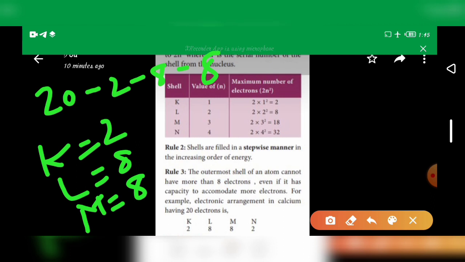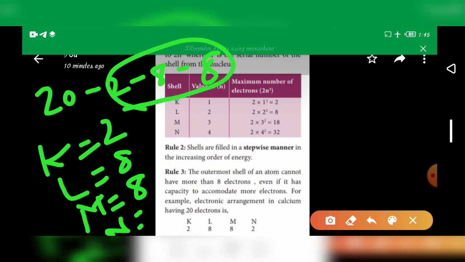Totally 18 electrons will be completed. After that it goes to the N cell, equal to 2. So the K cell contains 2 electrons, the L cell contains 8, the M cell contains 8 electrons and the N cell contains 2 electrons. Suppose below that one, we have arranged here itself.